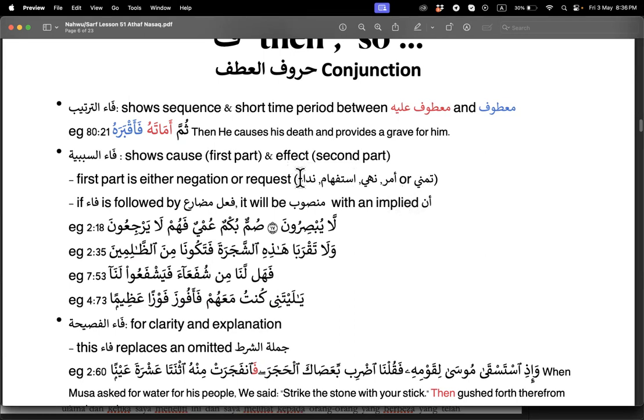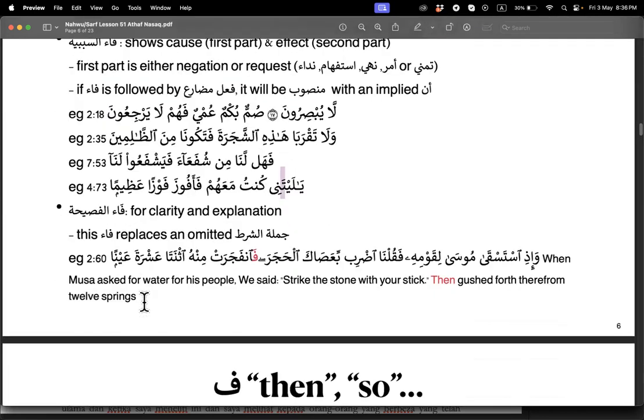But yes, we talk about nida, istifham, nahi, amar. We don't talk about tamanni so much. Tamanni is more like a balagha thing. So this is wishful thinking, and when you have wishful thinking, you can have fa sababiyah. Woe to me, I wish I wasn't with them, basically. Then if I wasn't with them, I would have succeeded, a great success. Okay? Inshallah.